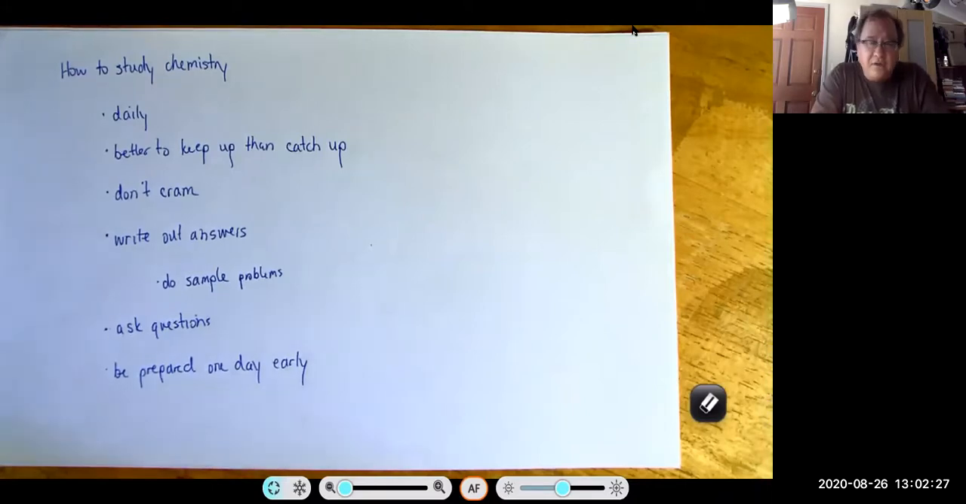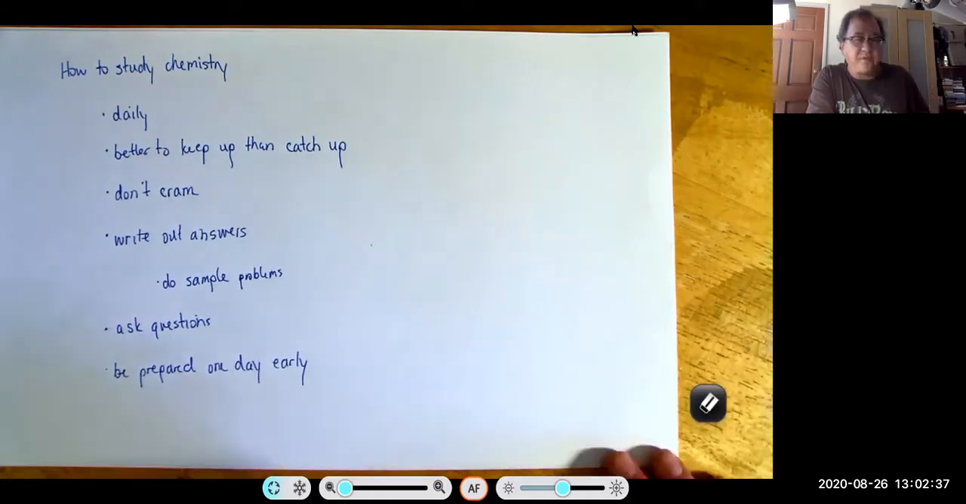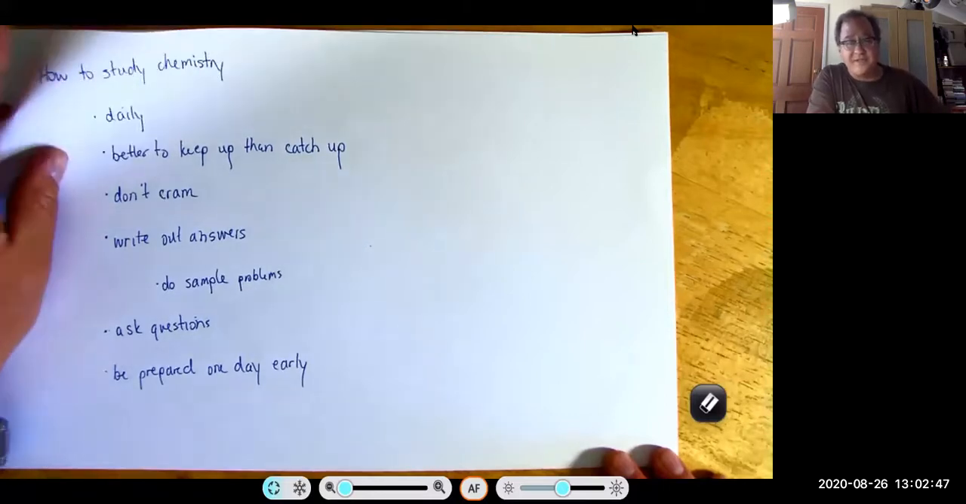Part of learning chemistry is to struggle with it. If you're one of those fortunate people that don't struggle, you just get it, more power to you, that's great. But most of us are going to struggle. I took chemistry at CR, and I had to spend many hours a week studying chemistry. Luckily, back then, I didn't watch TV.